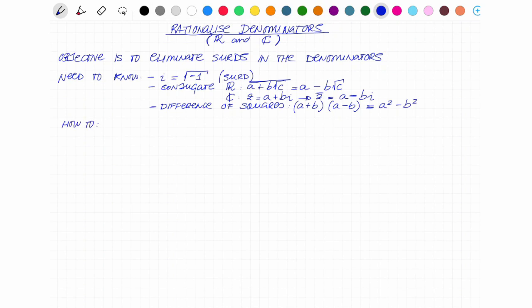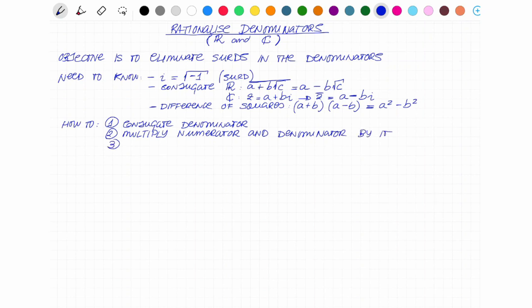Now, the how-to, step by step. First of all, you're going to conjugate the denominator, whether it's a real number or an imaginary one. Once you have it, you're going to multiply both the numerator and denominator by that number, which is the same as multiplying by 1, but in a way that actually helps you. After you do that, you just need to simplify.